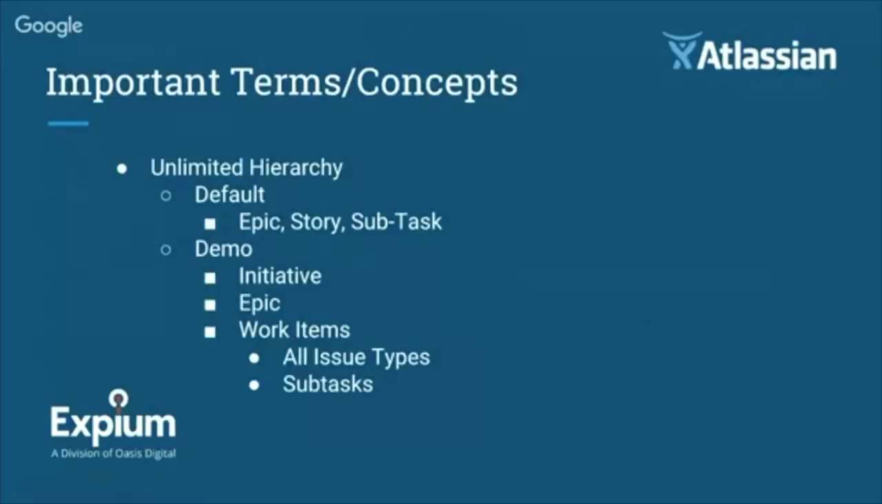And we'll show you where you do that in the demo. The default is epic, which contains stories, and those stories contain subtasks. For the demo, just to demonstrate that there was more flexibility, we added initiative, which contains epics, which contains all the work items. And some of those work items can be stories, even though we didn't do that in this particular example. And the work items consist of all issue types and their subtasks. So there's kind of 3 levels or 3 views of the data, so to speak, but you can have as many as you want depending on your organization's needs.